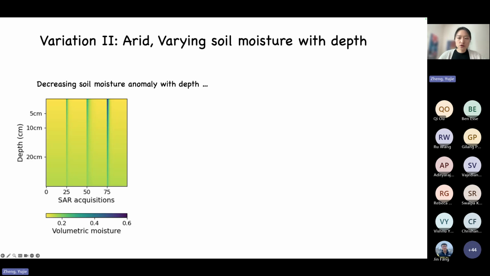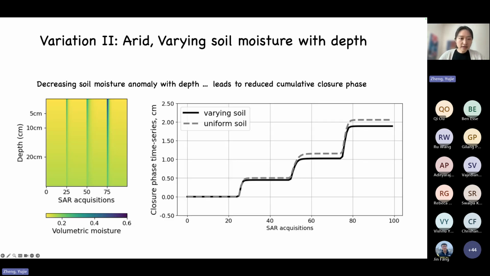So far, we have assumed uniform moisture anomaly with depths. So now let's relax that assumption. In this next experiment, we allow the moisture anomaly magnitude to decrease with depths. So here, the y-axis is depth, the x-axis is time. So we see the same 3 positive soil moisture anomalies, but the near surface layers have larger anomalies than the deeper layers. So this represents a more realistic infiltration scenario where near surface layers will usually experience stronger moisture changes than the deeper layers. And here are the results.